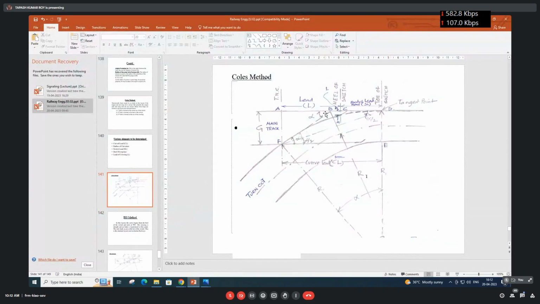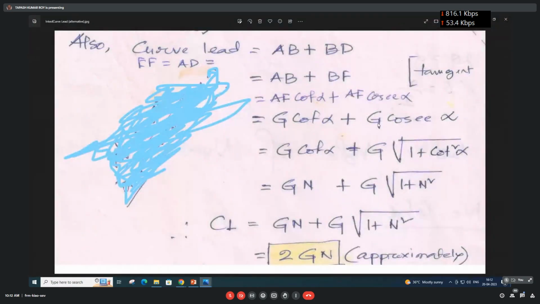So BD is equal to BF. We have to find this out in terms of G. We can easily write down this one, G cosec alpha. That is AF cosec alpha. AF is equal to G cosec alpha.